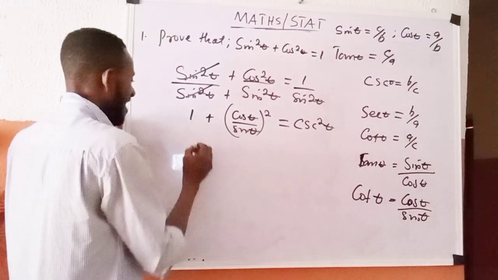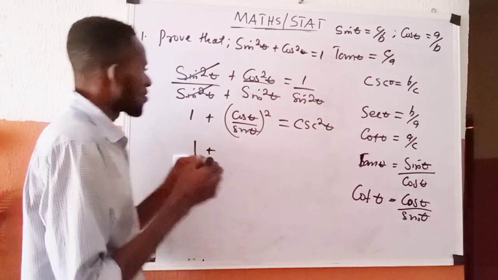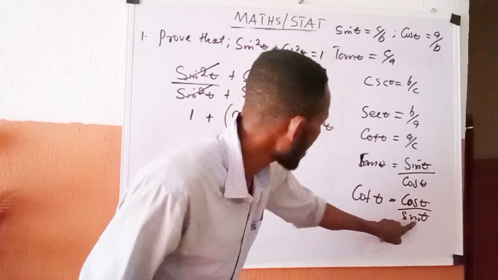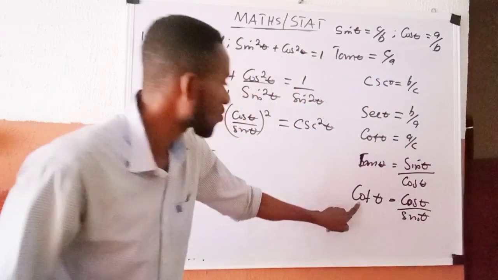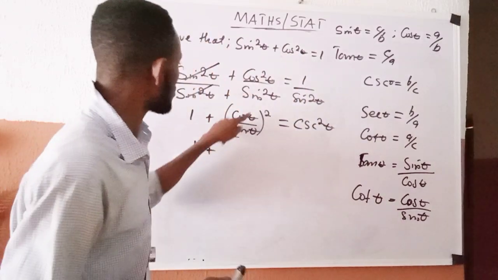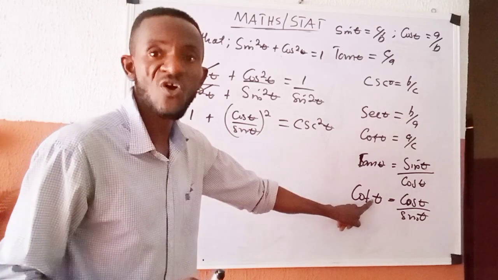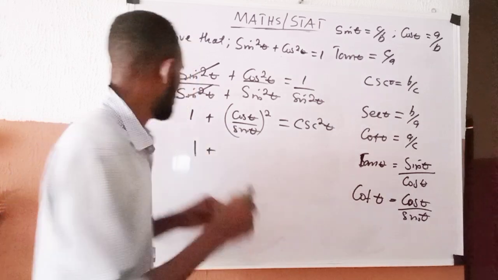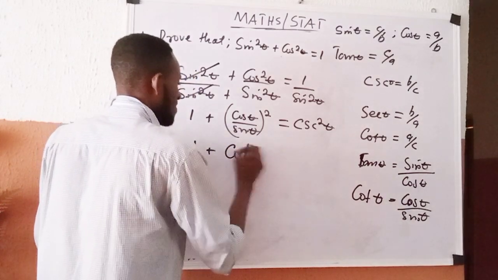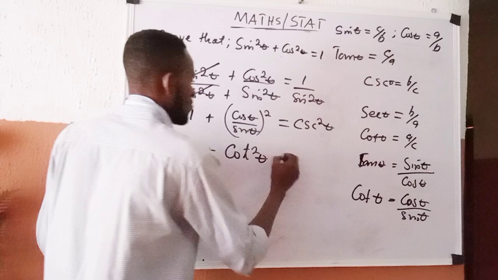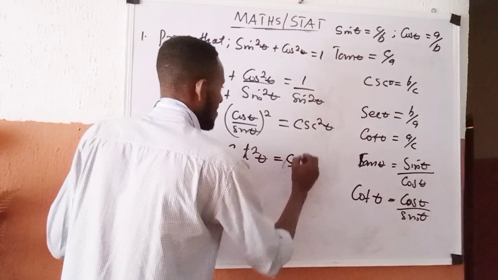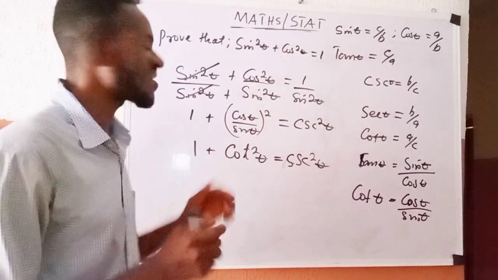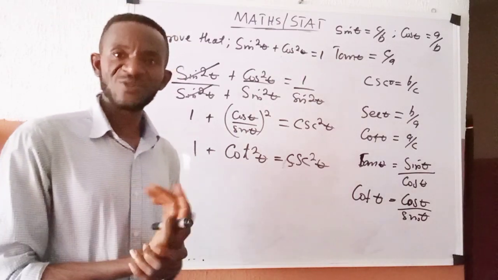Then we return back. Here is my 1 plus. Do remember that cos theta all over sine theta is cot theta. So in place of this, I can write cot theta, and that means I am going to have cot squared theta. So here becomes 1 plus cot squared theta equals cosec squared theta. This is the second identity of Pythagoras.